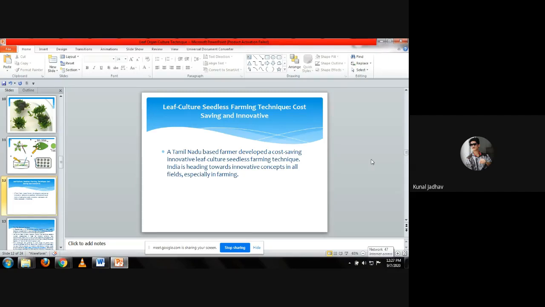Now, how is this leaf culture a seedling farming technique? So I will come to the importance of this leaf culture now. How has this technique been used in nurseries? I'll give you an example. In Tamil Nadu, a farmer has developed a cost-saving, innovative leaf culture seedling farming technique, and he has got a lot of success in this.